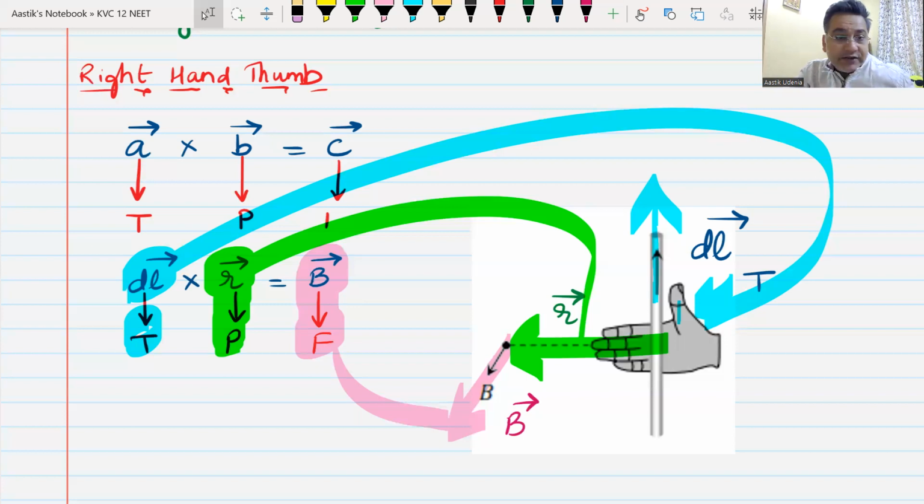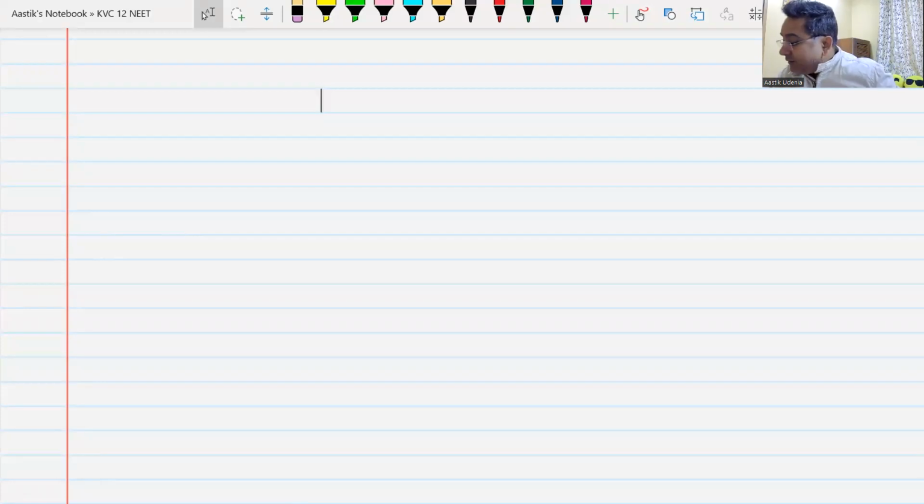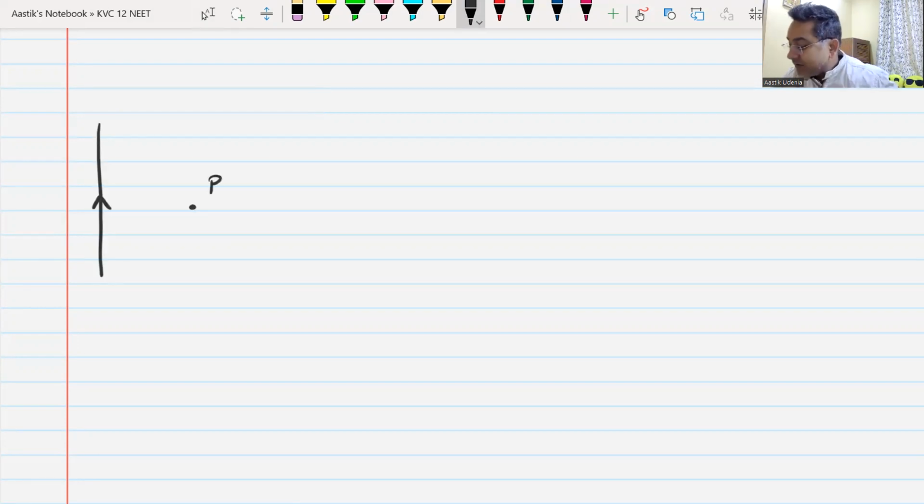So let me start with this one. For example, if I have a wire like this carrying current in this direction and the point P is here, what will be the direction of magnetic field at point P? Can anyone tell me what will be the direction of magnetic field at point P?